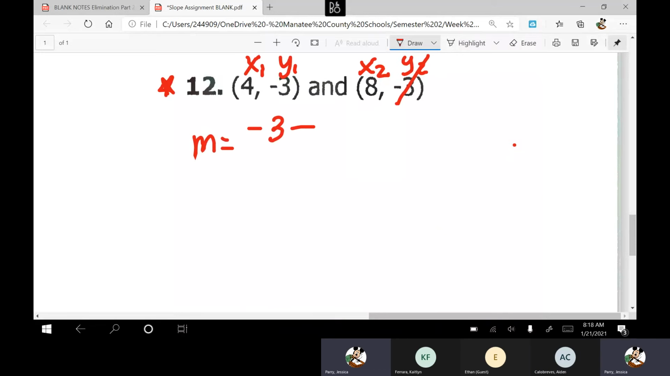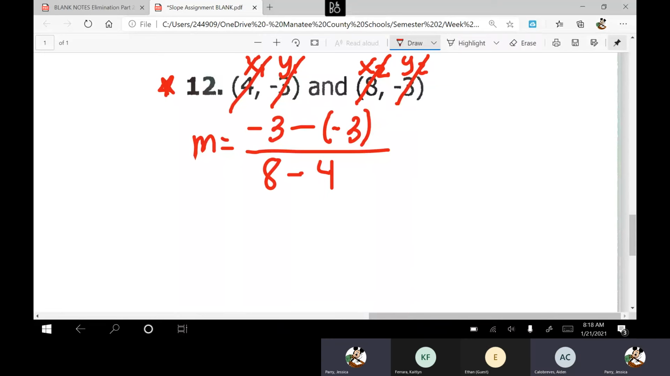-3 minus, what's my Y1? 3. Yeah. -3. You got to be careful. There's lots of negatives in that last question and this one here. So you got to be careful when you have a lot of negatives. Okay, so let's write our bottom. What's my X2 minus X1? What minus what? 8 minus 4. Perfect. 8 minus 4.